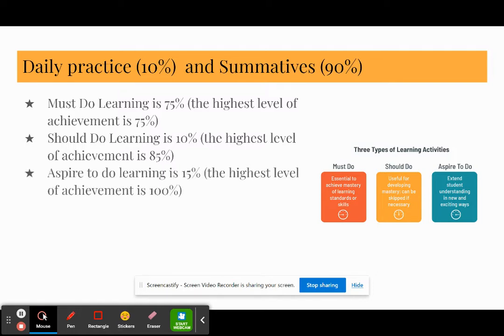If you go to the Aspire to do, this is an additional 15% of the learning, which means that if you want to get an A, you need to be consistently engaging in and performing in the Aspire to do category. This is different from last year. Last year, you could just do the must do's and get an A. That's not how it works this year. You need to do more and be more engaged to get the A's.